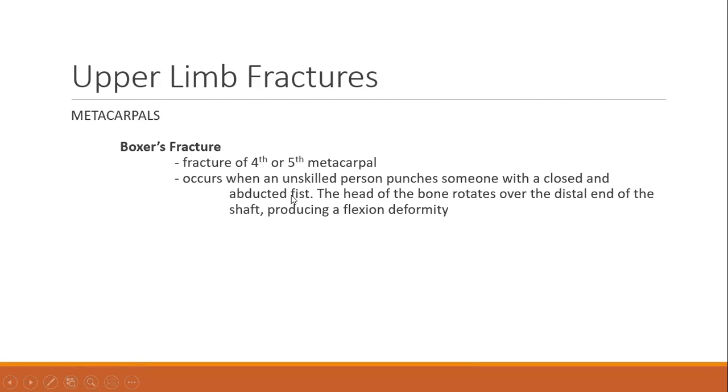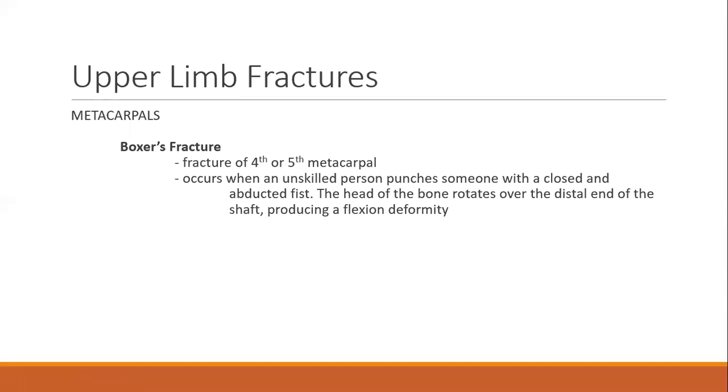So the unprofessional, the unskilled person, their fist is not aligned with their wrist, and so it's slightly abducted, and when you do that and you're throwing the punch, you're putting the pressure on that fourth and fifth metacarpal. Instead of having the fist be flat when it connects, it's going to hit more on the fourth or fifth metacarpal, and that's how you end up fracturing it.